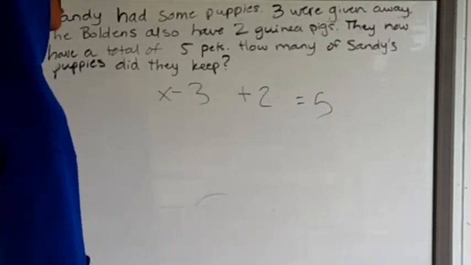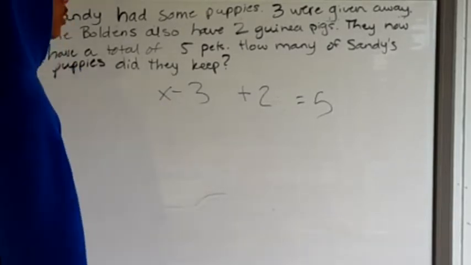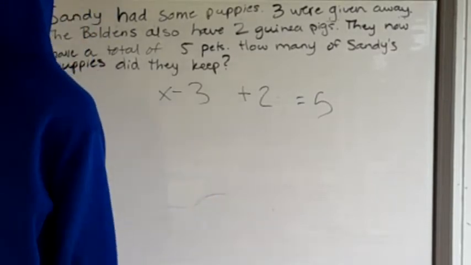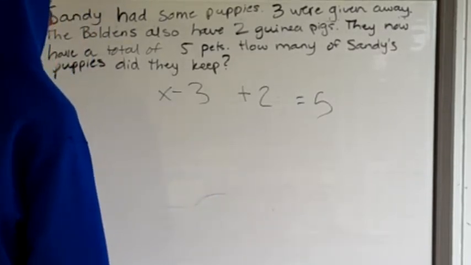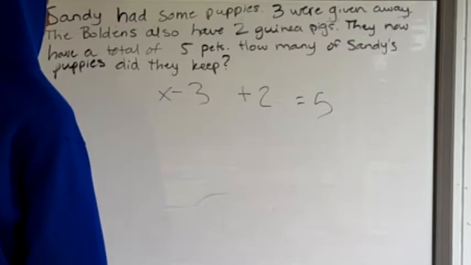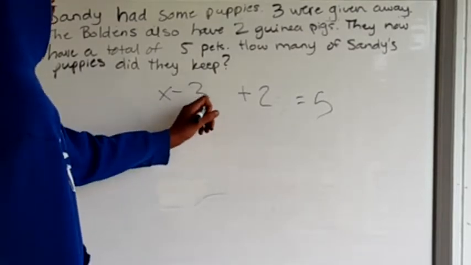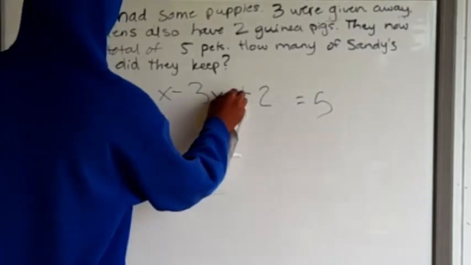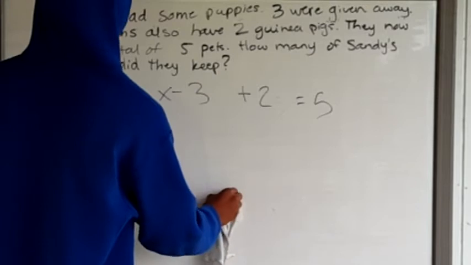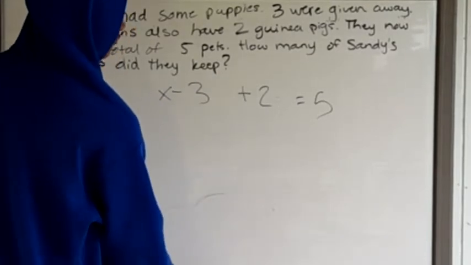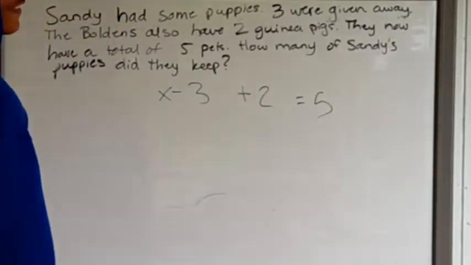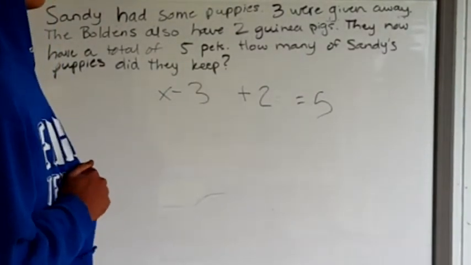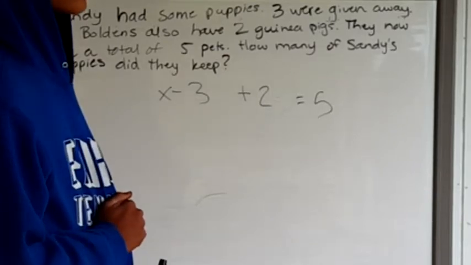Sandy had some puppies. 3 were given away. The Bowdens also had 2 guinea pigs. Can anybody see what he's missing? Why would it be 3 times anything? Explain that to me. All right, I'm going to give y'all a minute to see if somebody else can catch it, and then you'll know within yourself if you caught it or not.